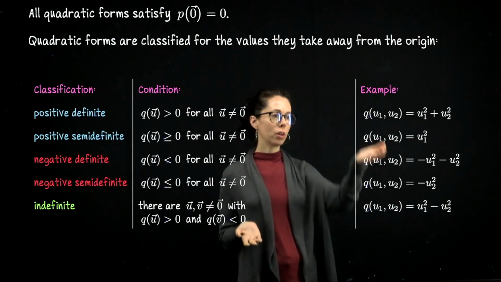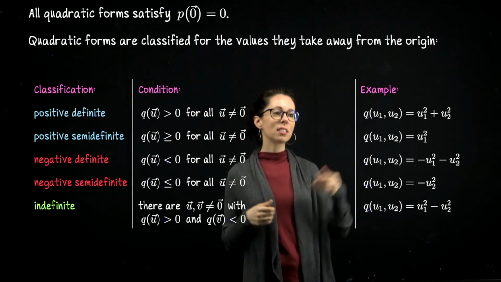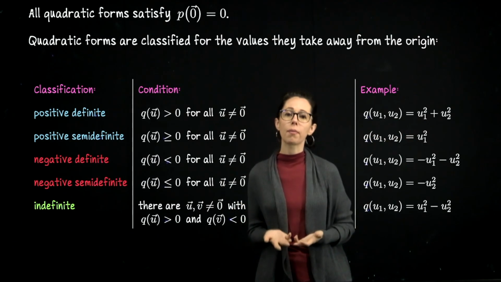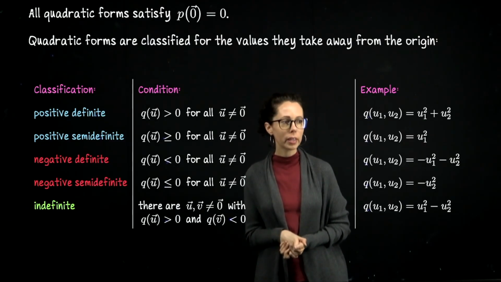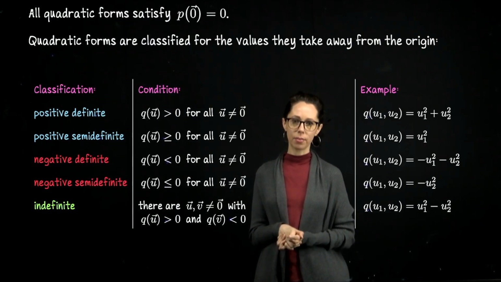And an example from R2 to R, all of these are like that, is just q of u1, u2 is the sum of their squares. So that's 0 if and only if we are at the origin, otherwise it's positive.